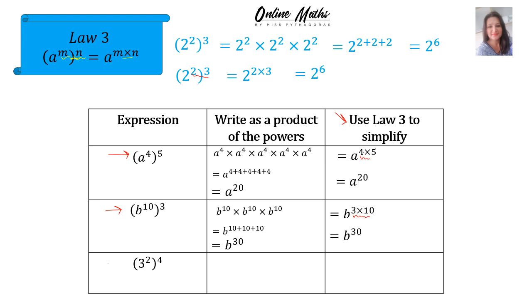And then the last one here, 3 squared raised to the power of 4. As a product of its powers, it's 3 squared times 3 squared times 3 squared times 3 squared. Law 1 is when bases are the same and we multiply, we add exponents. So it's 3 to the 2 plus 2 plus 2 plus 2, which is 3 to the 8. And when we use law 3, it's simply 3 to the 2 times 4, which is 3 to the 8.